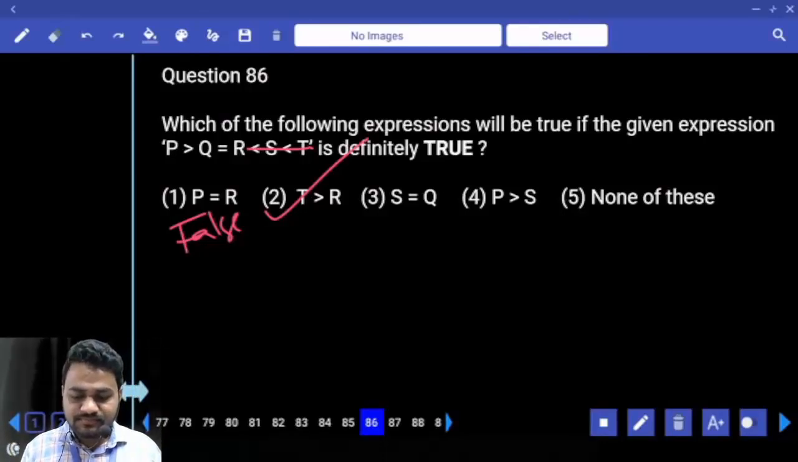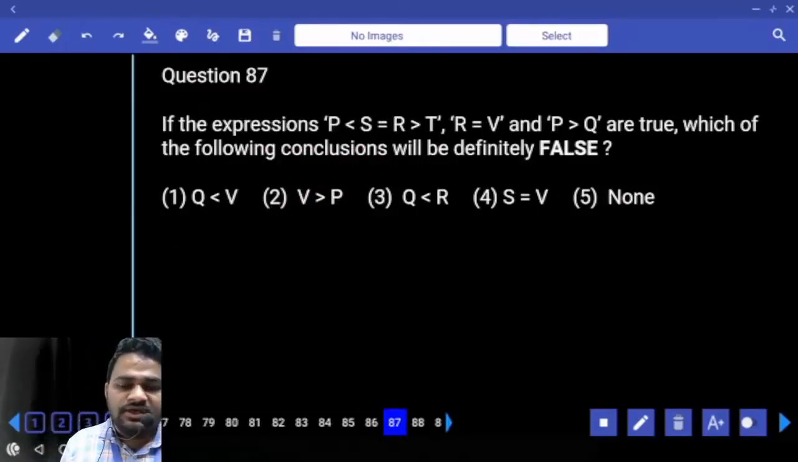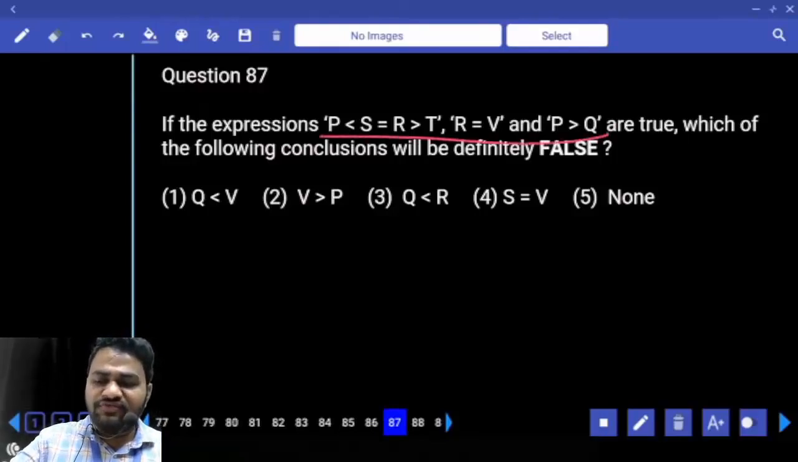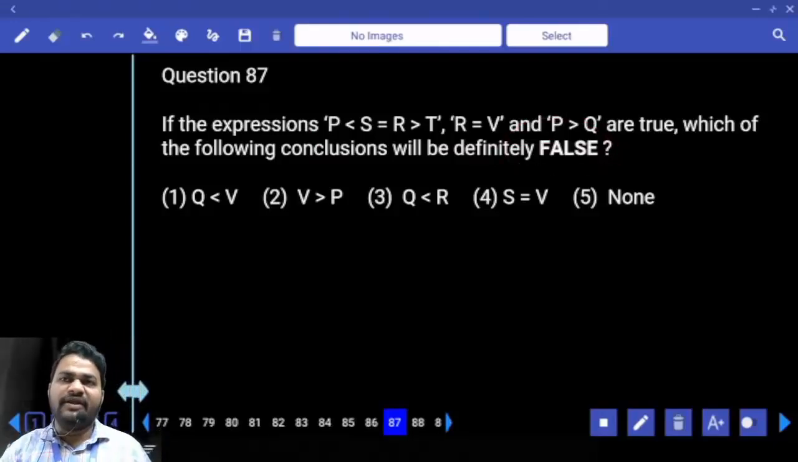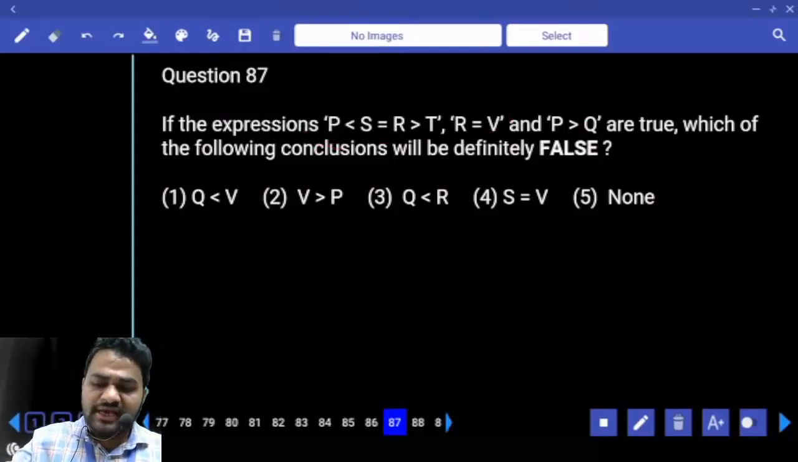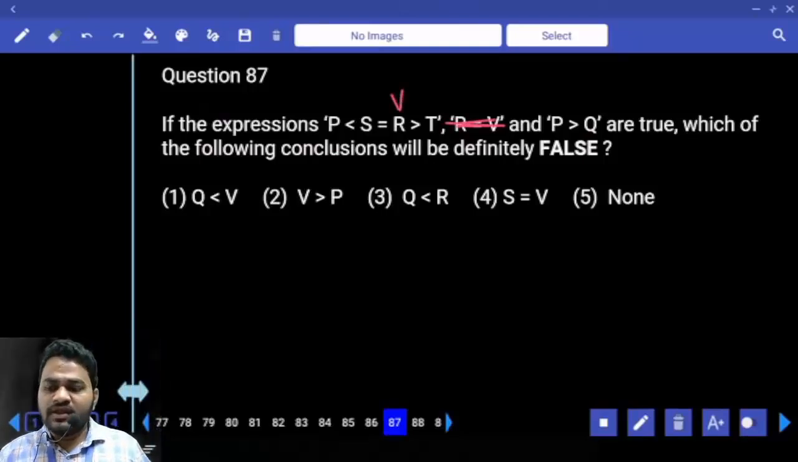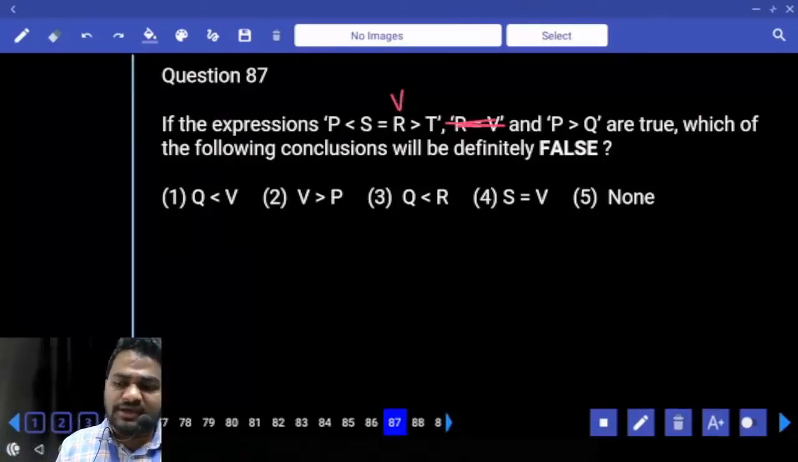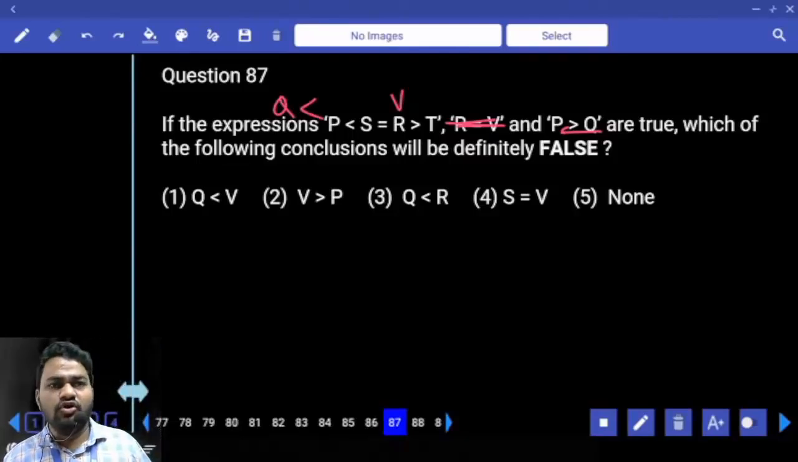Next, if the expressions are true, which of the following conclusions will be definitely false? Of course, these are three statements. As it is R equal to V, I can replace R with V if required. Next, P greater than Q, nothing but Q less than P only. I can place here Q less than P for the flow.